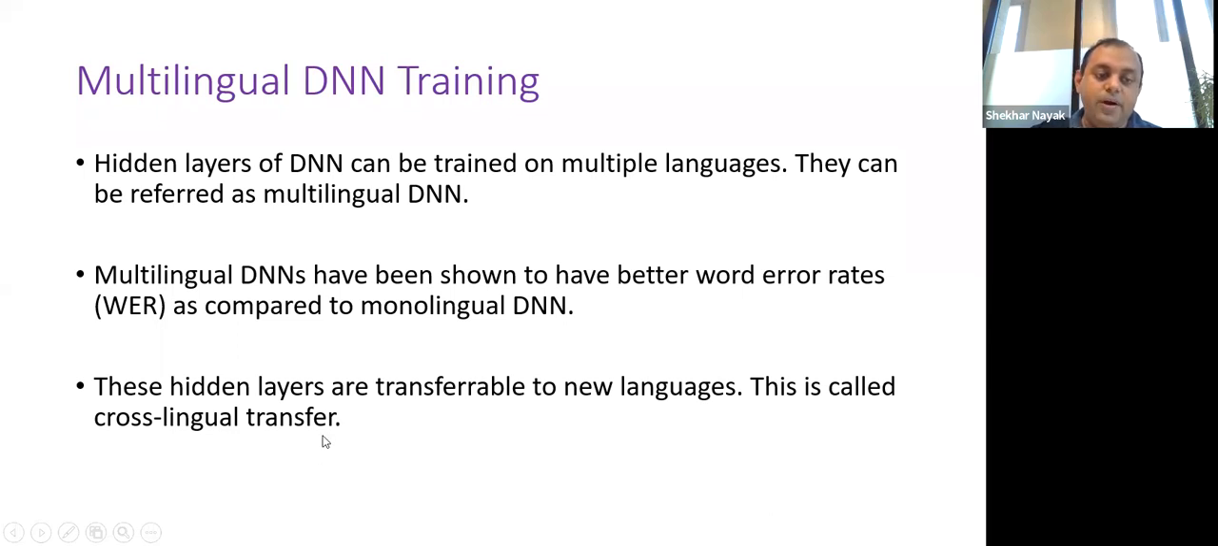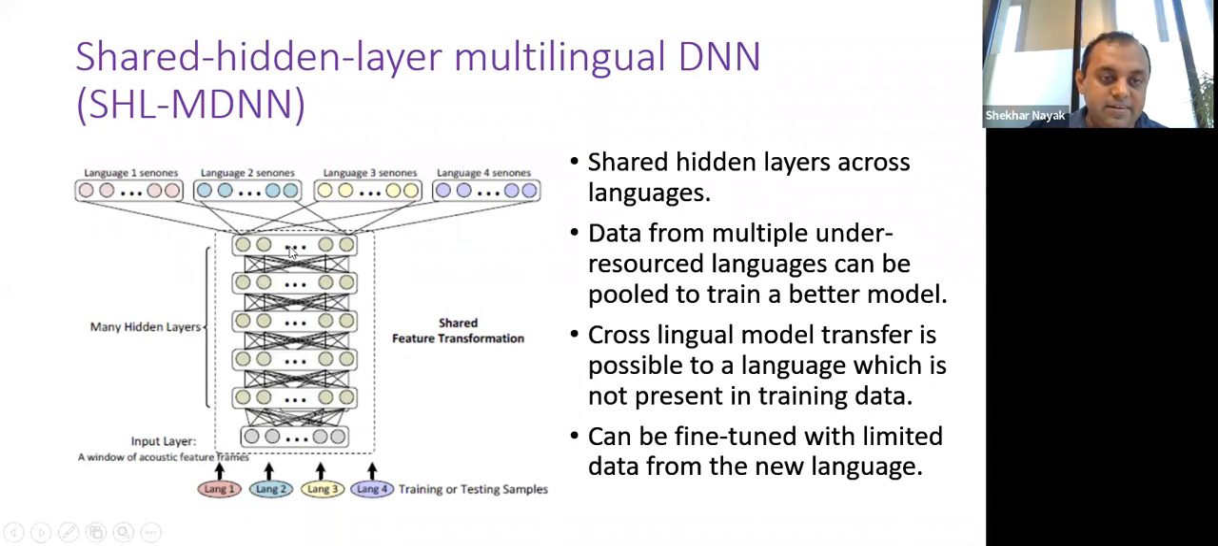So this is an important milestone in the history of multilingual speech recognition, because the hidden layers of these deep neural networks can learn from different languages, and they can be transferred to a completely new language which was not used in the training of this deep neural network.